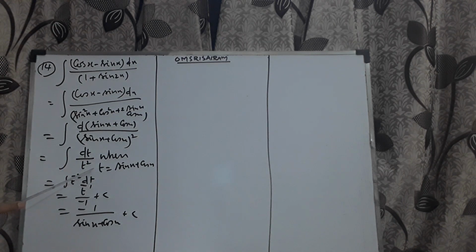T square in the denominator can be taken to the numerator. Integral of t power minus 2 dt. Using the formula, integral of x power n dx is x power n plus 1 by n plus 1, it becomes t power minus 1 by minus 1 plus c. Minus 1 by (sin x plus cos x) plus c is the final answer. That is the final answer.